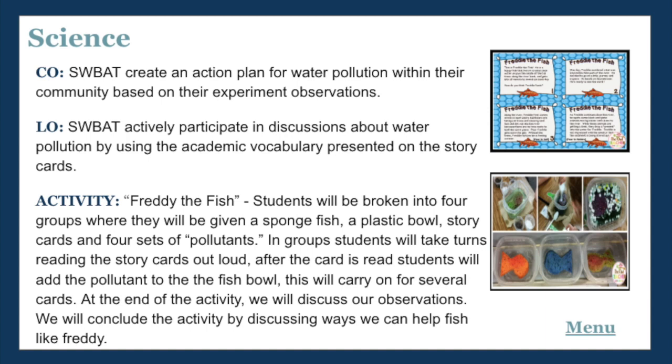So this activity is called Freddy the Fish, and students will be broken into 4 groups where they'll be given a sponge fish, a plastic bowl, story cards, and 4 sets of pollutants. In groups, students will take turns reading the story cards aloud. After the card is read, students will add the pollutant to the fishbowl. This will carry on for several cards, and at the end of the activity, we will discuss our observations. We will conclude it by discussing ways we can help fish like Freddy within our community.